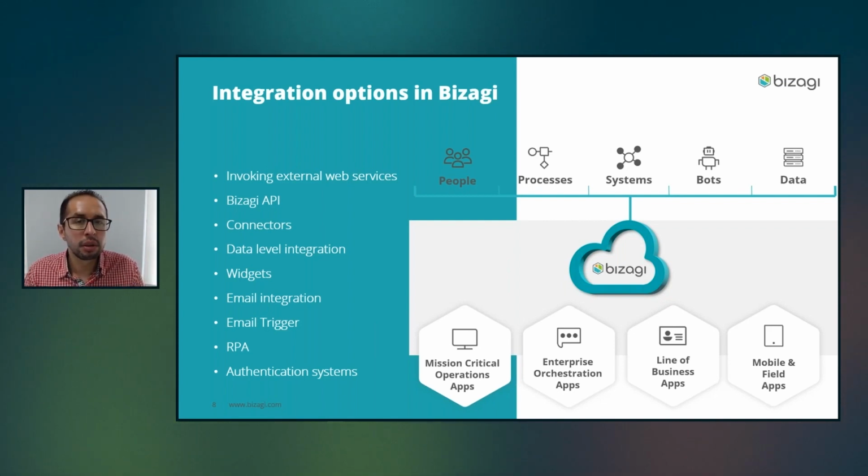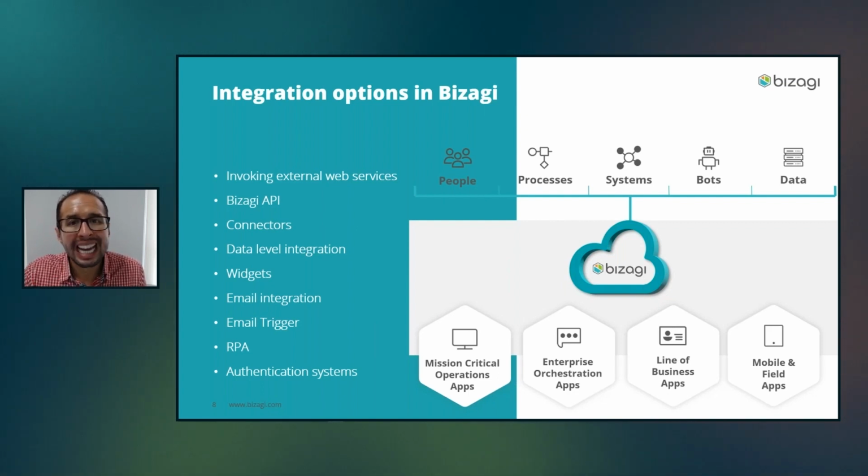So if you want to learn more about that integration type, you can go and watch that video, right? We have data level integration. It means that if there is data stored in other systems, sometimes what we need is to just go directly and bring that data for us, right?